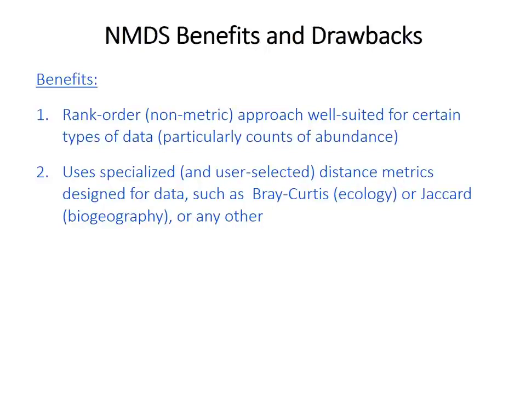There's also the ability to choose, again, a distance measure that's specifically designed for your data. So if you have counts of species, you might use Bray-Curtis dissimilarity. If you're dealing with presence, absence for species in different regions, like biogeography, you could use Jaccard coefficient, or one of many, many others. We're not really going to get into distance measures beyond this, but there are a million of them perhaps. So this ability is a big plus.